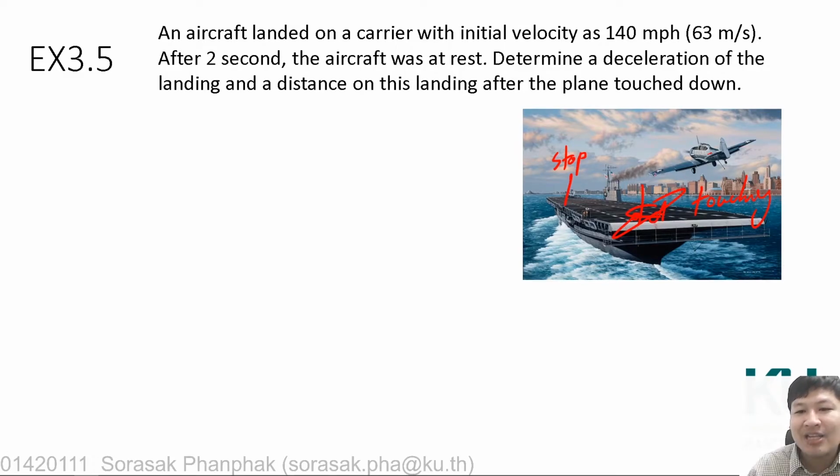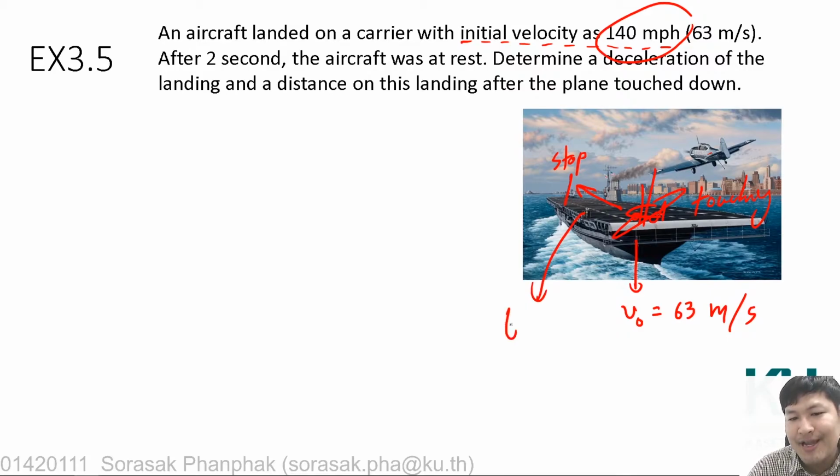So when the plane starts touching, it has this initial velocity of 140 miles per hour. But when you convert this miles per hour, this v0 is about 63 meters per second. After touching, it moves to the end of the carrier, and it spends 2 seconds. And when it stops, this means the terminal velocity is equal to 0.